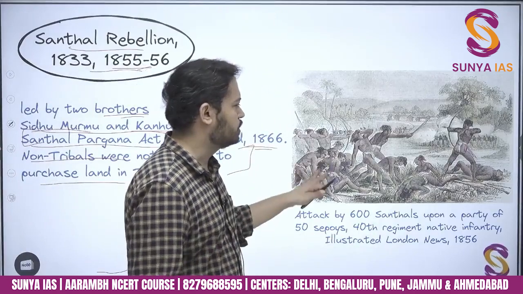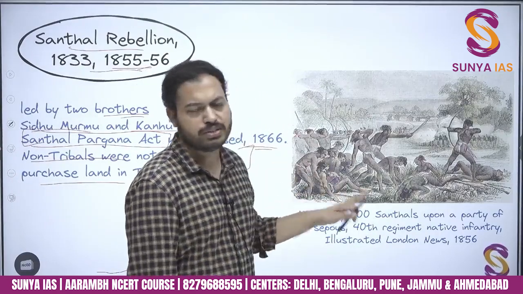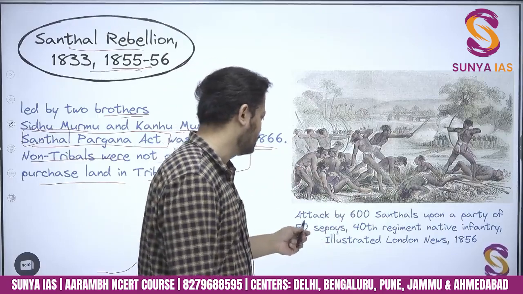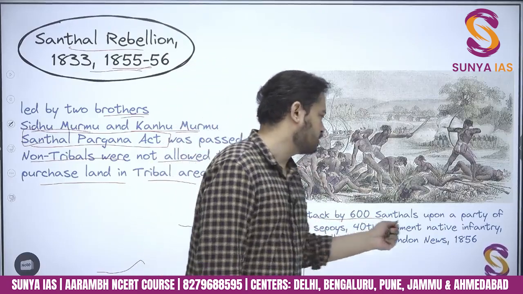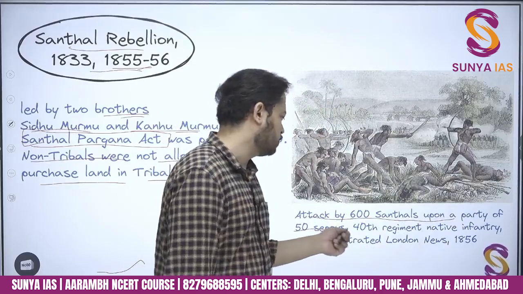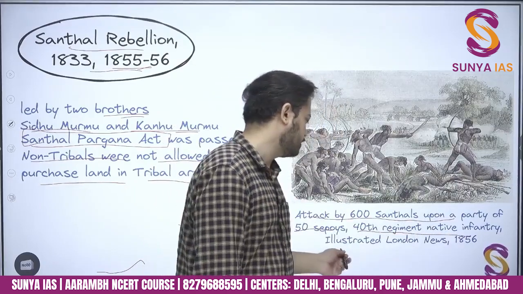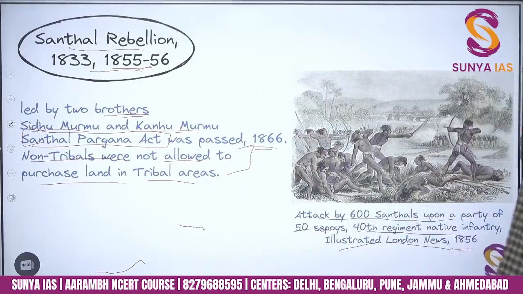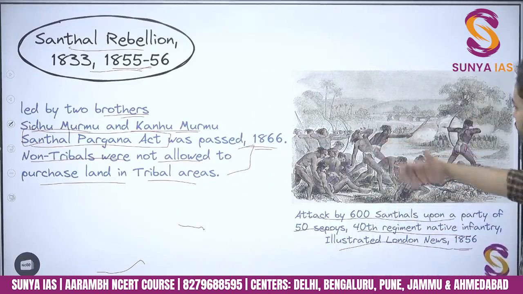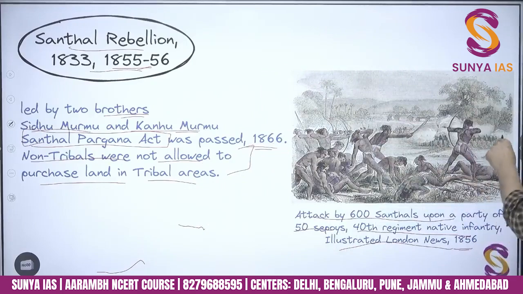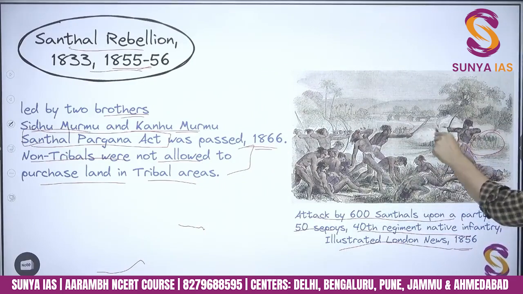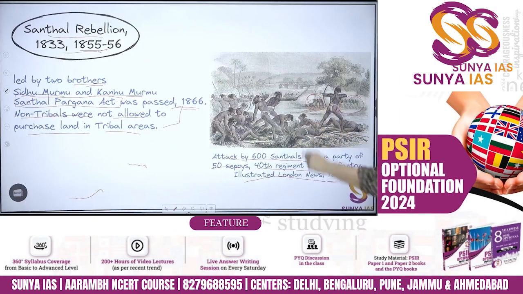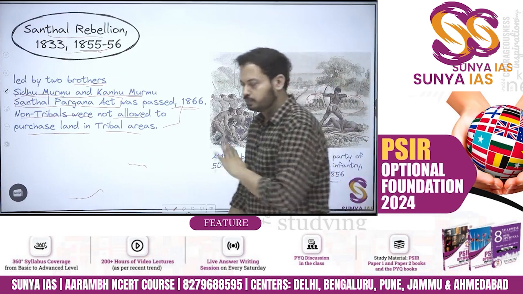This is just a picture which is, I think, there in your NCERT also. Just made this colored one also. Attack by 600 Santhal upon a party of 50 sepoys, 40th Regiment Native Infantry, illustrated in London News 1856. So this was there in a London newspaper. These are the Santhal people. They are fighting the British East India Company army, which is here. Okay, fine, let's move forward.